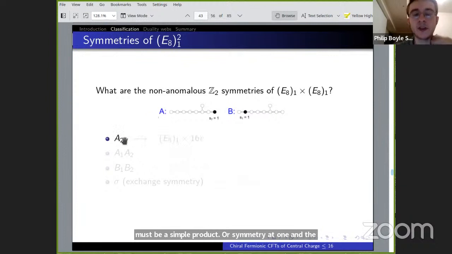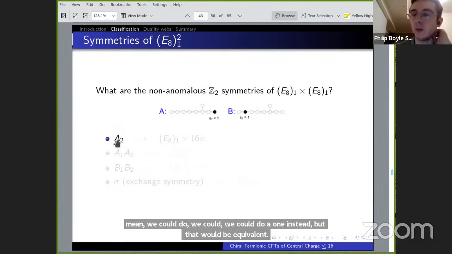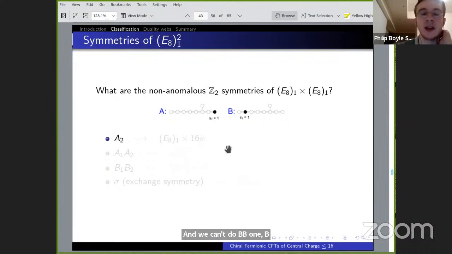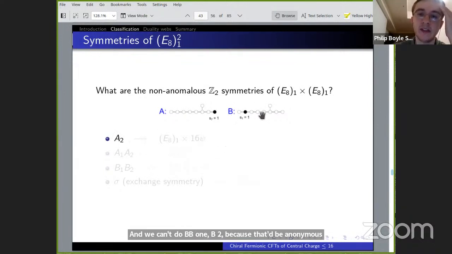The simplest such example is to take A acting on the second E8 and do nothing to the first. We could do A1 instead, but that would be equivalent. And we can't do B1 or B2 because that would be anomalous. So the simplest possible one is a single A acting on the second E8. Okay, so that's the ones with a single symmetry.